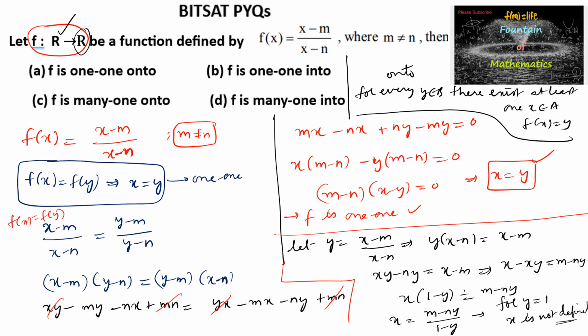Hence there is at least one value in the real numbers, 1, for which there is no value of x such that the function is defined, and hence we can conclude that f is not onto. When f is not onto, we call it an into function. So the function f is one-to-one and into. One-to-one and into function is option B.